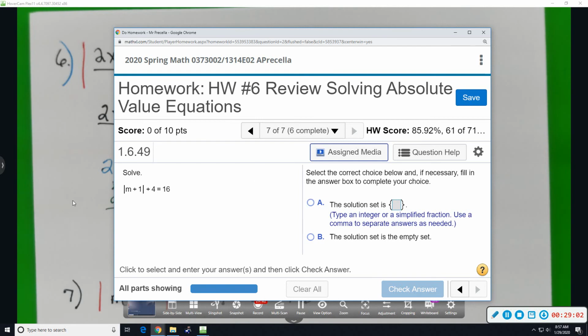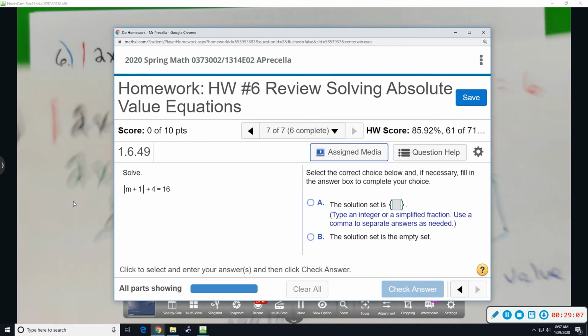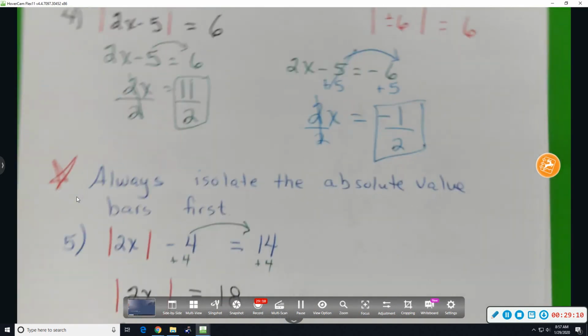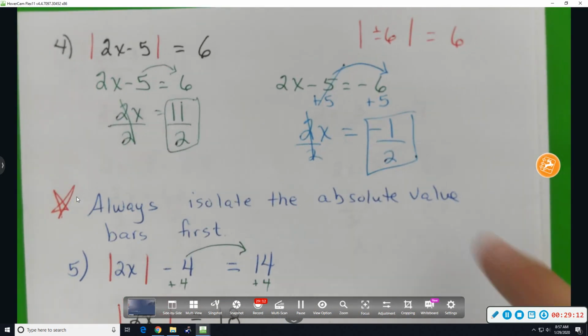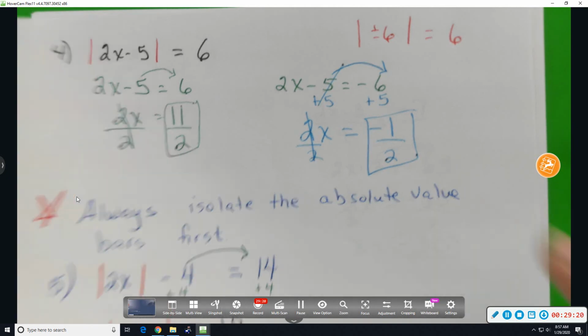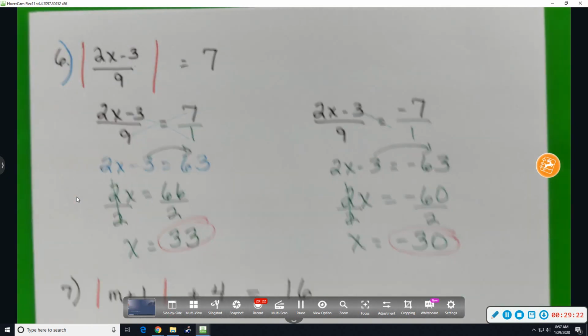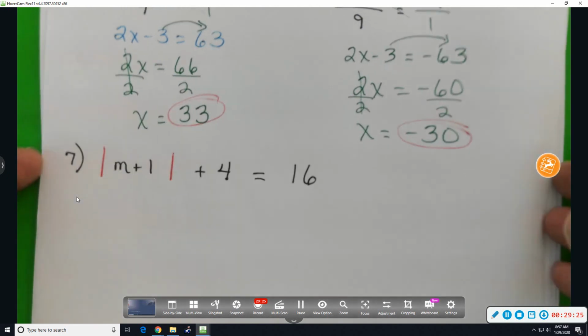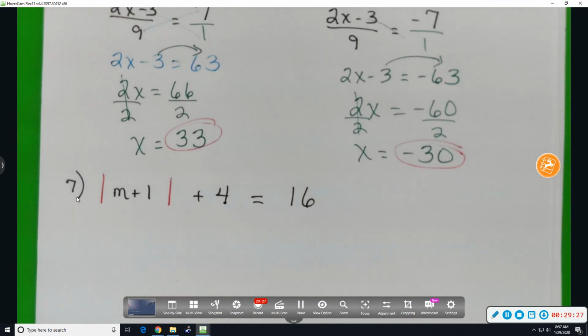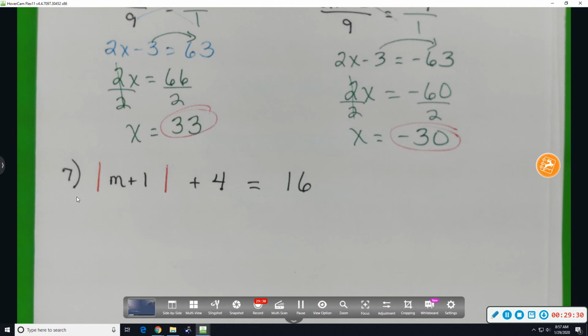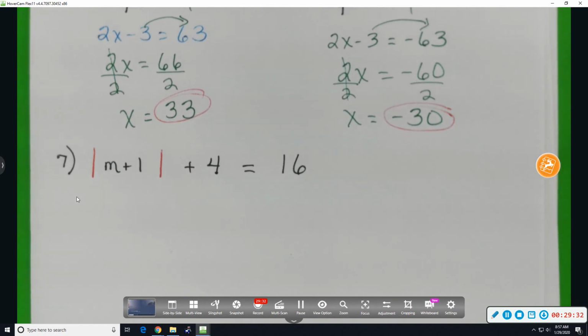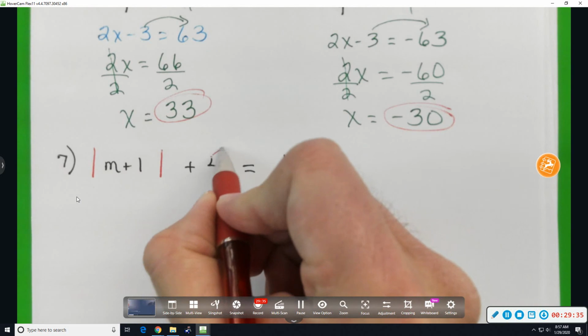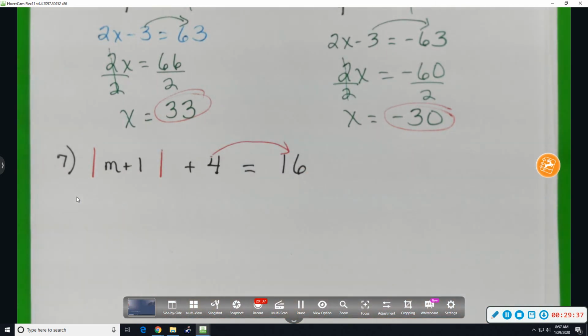Don't get carried away and start with equals 16, equals negative 16. I remember a rule, the red star rule: always isolate the absolute value bars first. Okay? What am I saying we have to do first on this problem number 7? Yeah, I have to move that 4 over. There's really no other correct first step. You move the 4 over by subtracting 4.